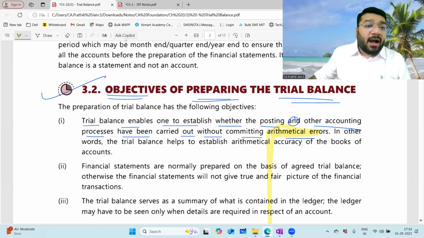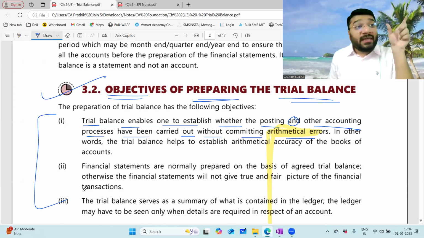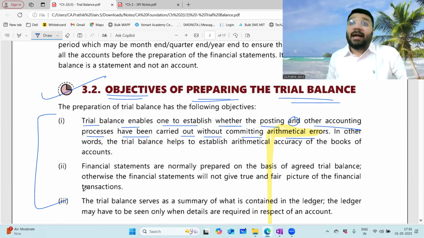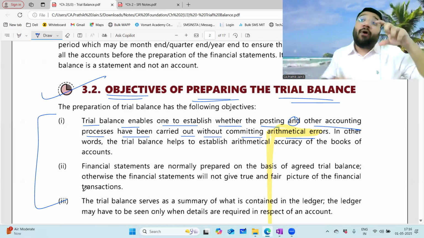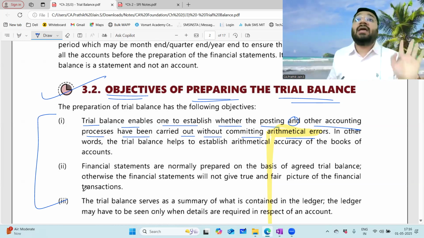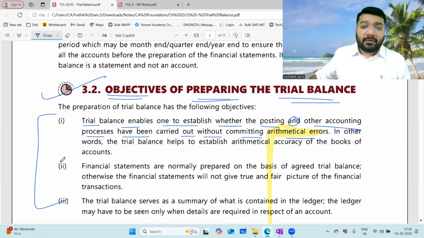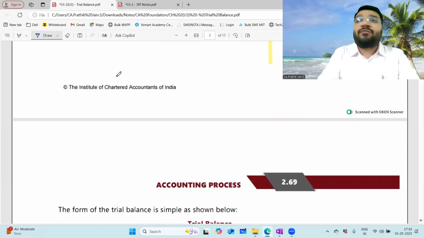I'm not telling you to learn the entire paragraph by heart as it is. Not required. But there are keywords. Understand the keywords, understand the presentation of that language, and try to repeat that. Formation of the sentence could be on your own, but keywords cannot be missed out. If you miss out the keywords, you will not get the marks. Am I loud and clear? So you might get a question, what is the objective of preparing trial balance? If it is a 4-mark question, 4 points you have to write.